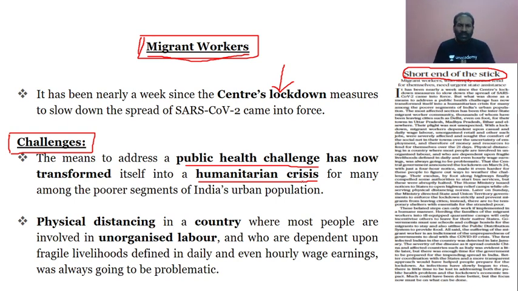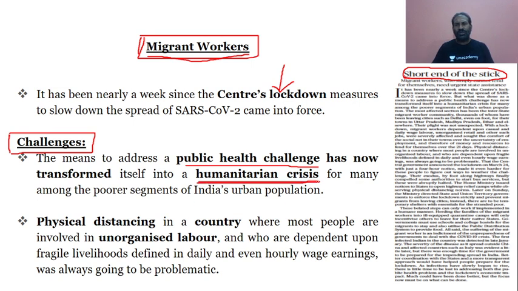Yes, the national lockdown was to contain the spread and to make sure that public health is secured, that the life of each and every citizen is taken into consideration and they are secured. But I was repeatedly saying in my previous lectures that once we think about the measures to overcome the health crisis, the next would be the economic crisis, and that now the public health crisis has transformed into the humanitarian crisis.